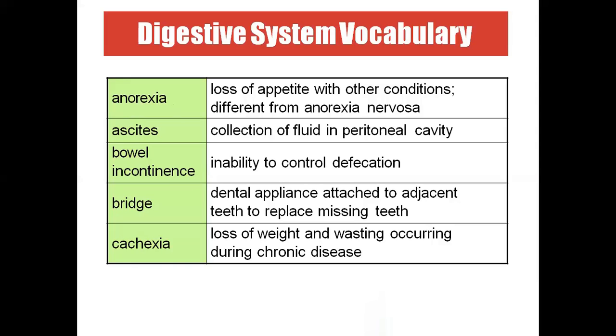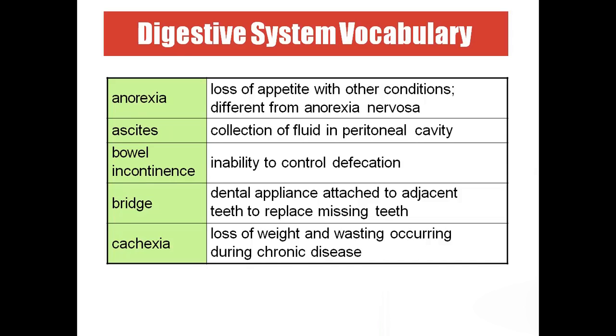And ascites. Ascites is excessive collection of fluid in the peritoneal cavity. All the abdominal organs are lined by a layer. That layer's name is the peritoneal layer. So in that peritoneal cavity, some fluid gets filled. That we call ascites.